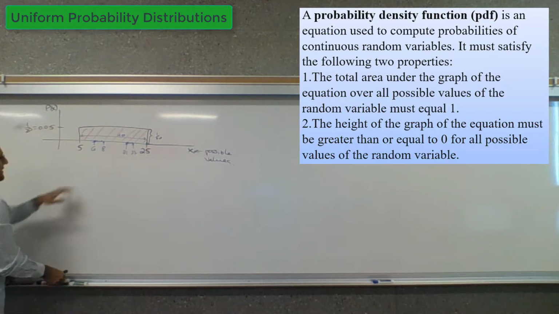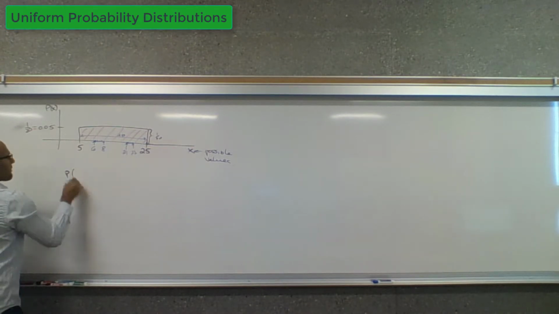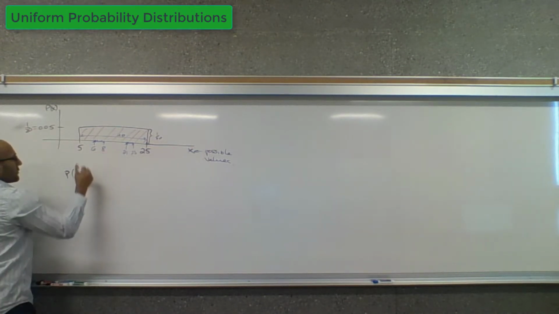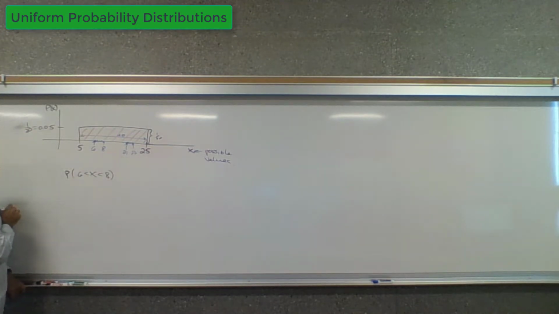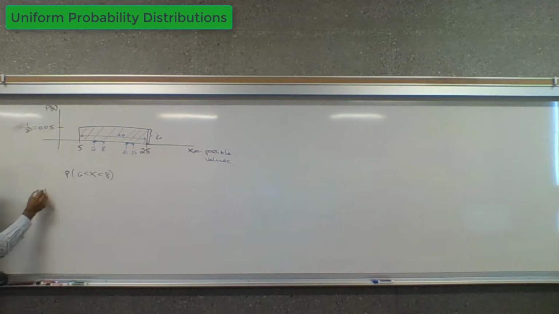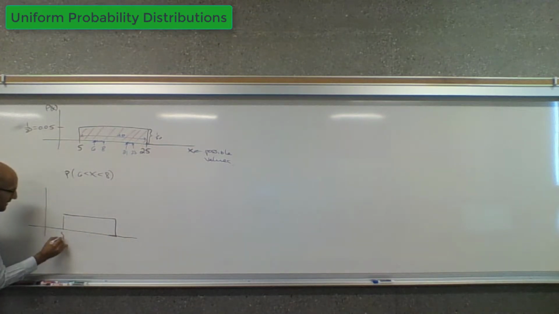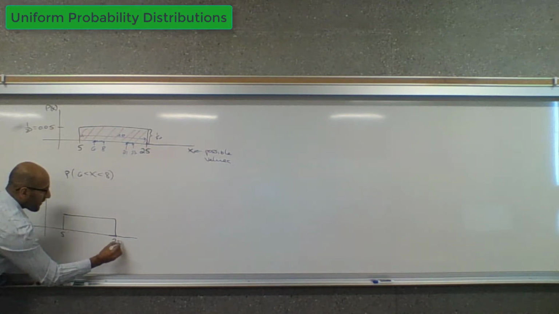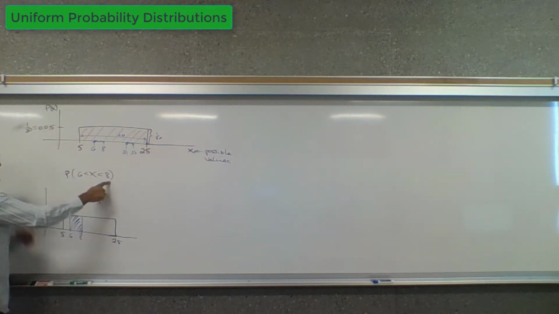Okay, so now we're back to answering questions about individual results. Now if you want to find the probability that x is between 6 and 8, x is greater than 6 but less than 8, well, pictorially this is kind of messy, so I'm just going to redraw it. I have a rectangle starting at 5, ending at 25, and then I have something here at 6 and going out to 8. So I want to find the area of that little blue region.